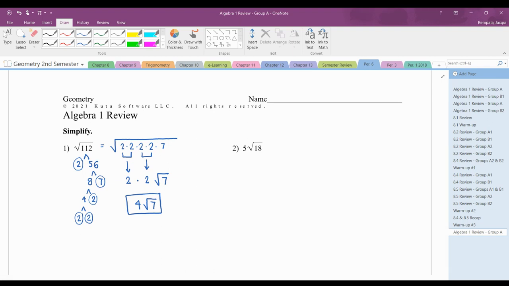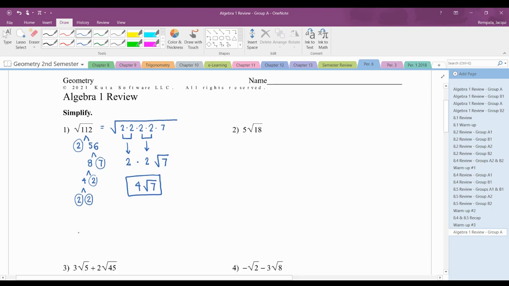Another way you could go about doing this is to look for what we call perfect square numbers. When I have 112, if you start thinking about perfect square numbers, like 4 is a perfect square because that's 2 times 2, notice that 112 is actually divisible by 16. 16 times 7 is going to get me 112. 7 is a prime number, which stays underneath the square root. But 16 is 4 times 4. So I could have done it this way too.